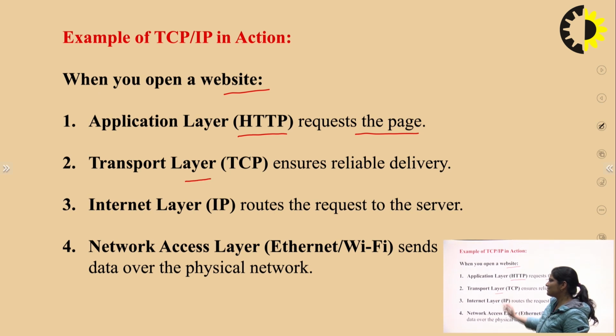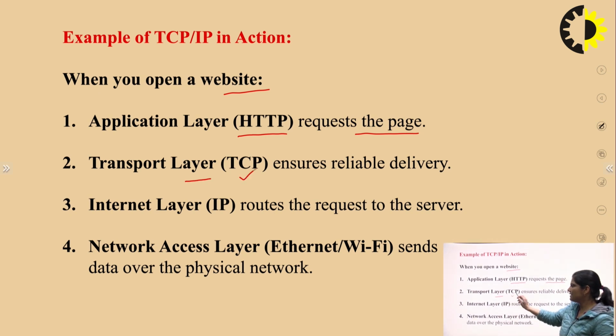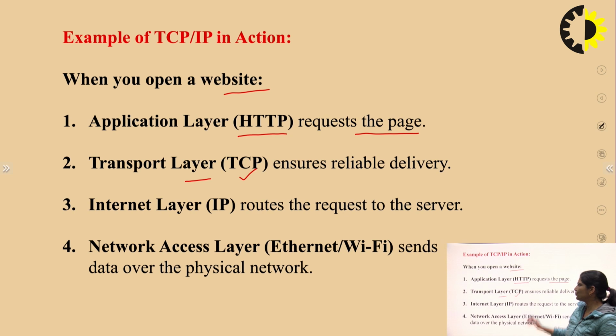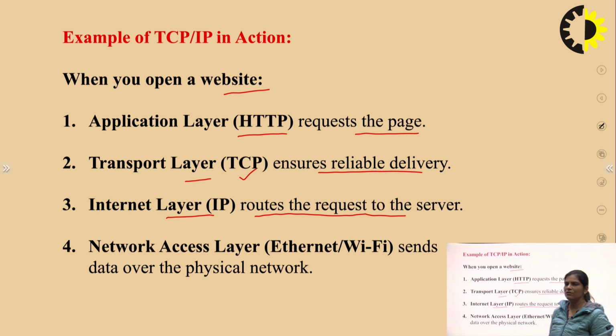Now, second layer is transport layer. Its example is TCP, Transmission Control Protocol. It ensures reliable delivery of packets or data from sender to receiver. Now, third is internet layer. It routes the request to the server, deciding the optimum path if you are sending packets from sender to receiver. Now, fourth layer is network access layer. It is Ethernet or Wi-Fi, means it sends data over the physical communication network.